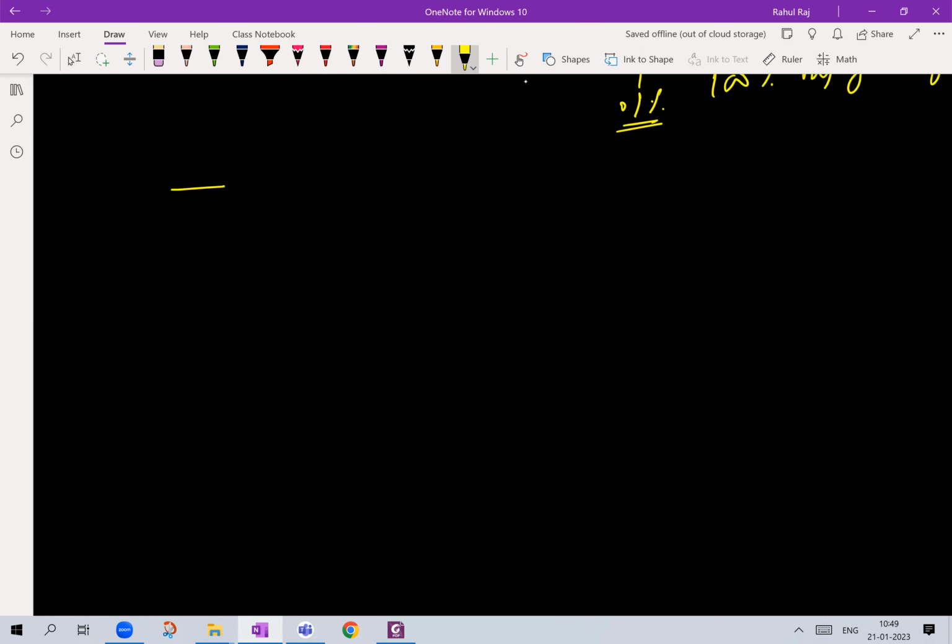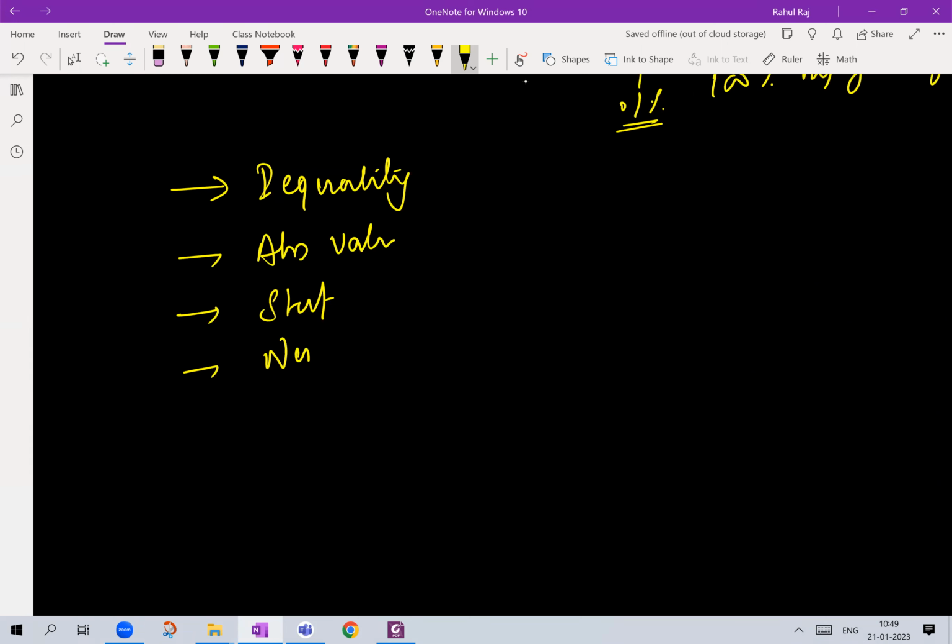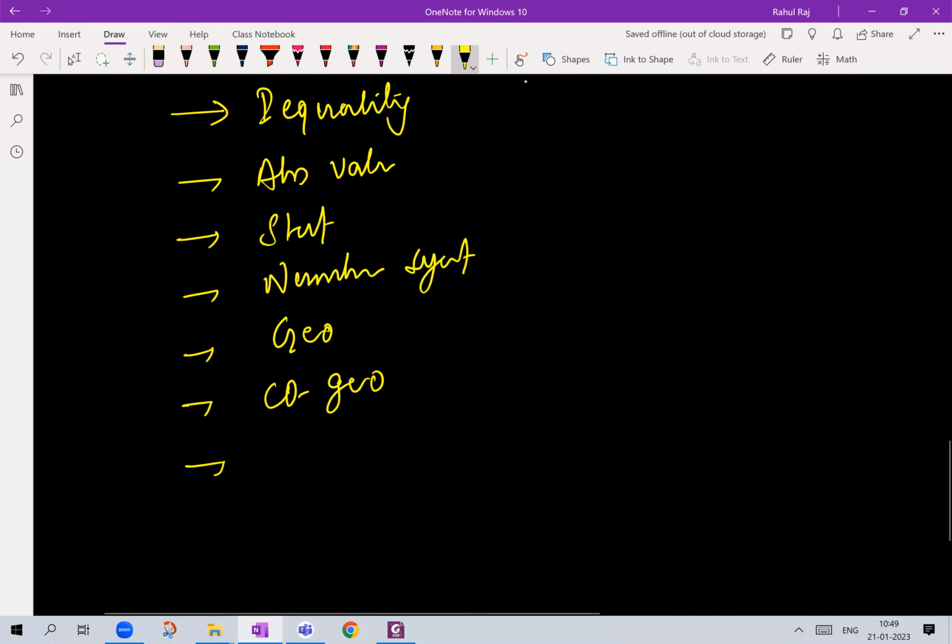So imagine in quant, what are the chapters that we are going to deal with? Let's say the first chapter is inequalities. The second chapter that we start is absolute value. The third chapter is statistics. Then we have number system. Then we have geometry. Then we have coordinate geometry. Then we have word problems, that is arithmetic.